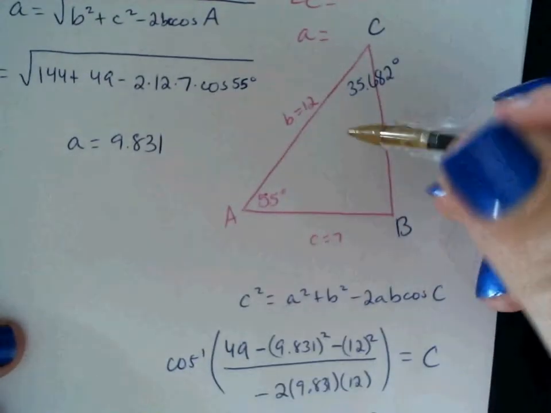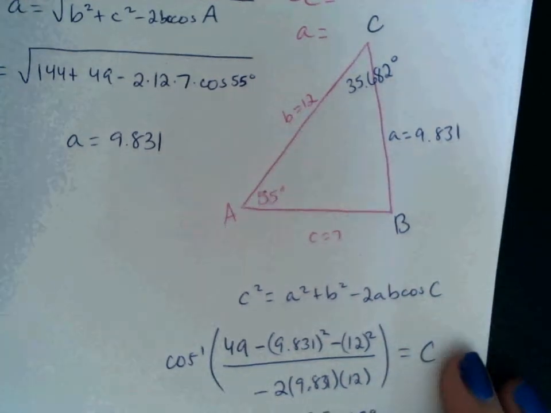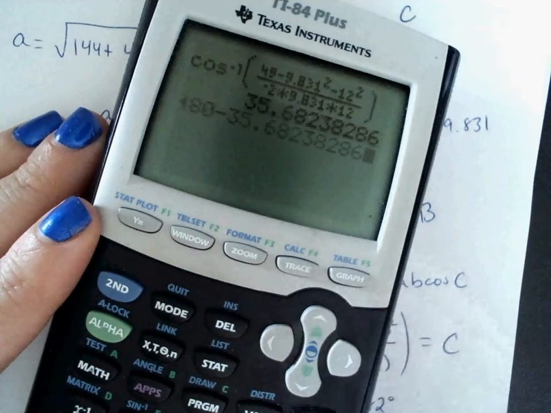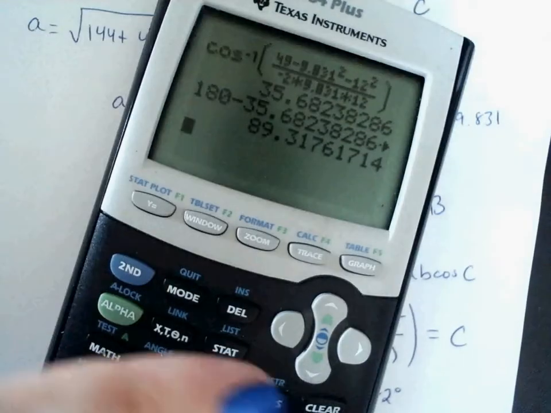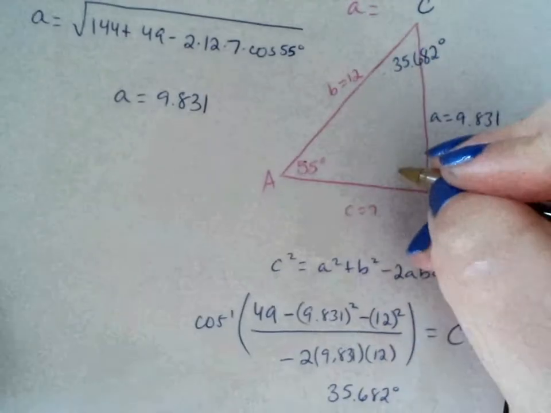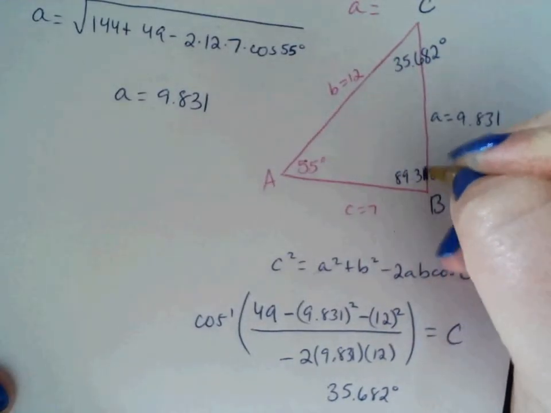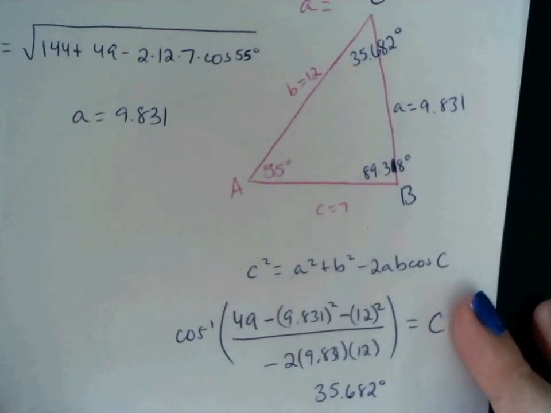So that means angle C is 35.682 degrees. And if I know this angle and I know this angle, then I can subtract from 180 to find that angle. So 180 minus what we have, minus 55, and we get 89.318 degrees. So we have officially solved the triangle because we have all 6 parts: all 3 angles, all 3 sides.